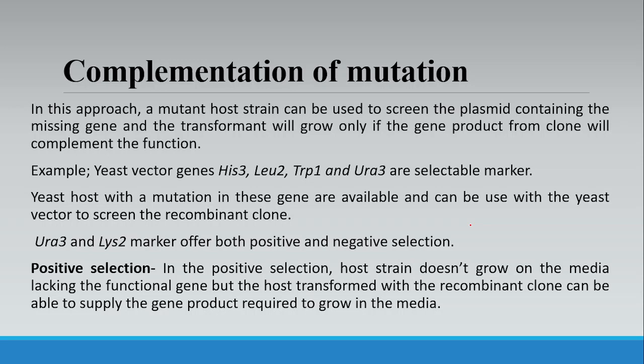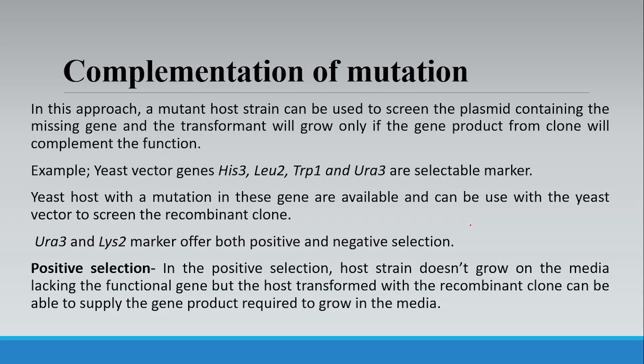So the transformants will grow only if the gene product from this clone complements the function. The medium that you will be utilizing is a minimal medium. The non-recombinants cannot synthesize them on their own, whereas recombinants which carry the functional selectable markers will have the ability to grow. Yeast host strains with a mutation in these genes are available and can be used with the yeast vector to screen the recombinant clone.